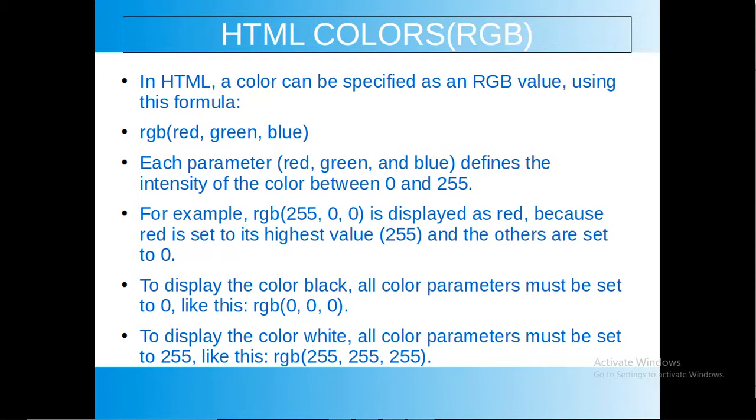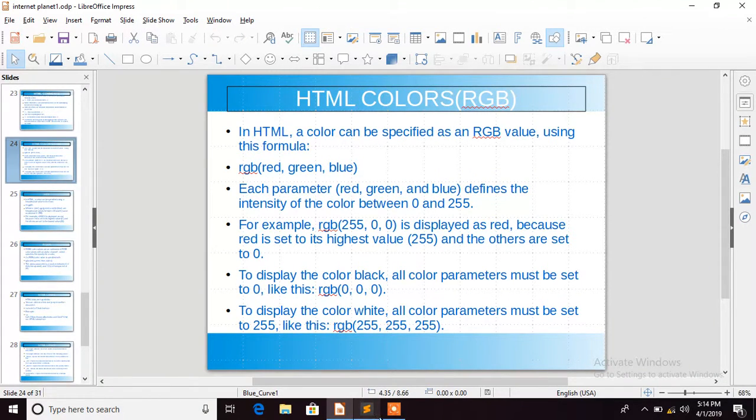So similarly, to make the color black, you just have to set all the parameters to 0, and for white you just have to set all the colors to 255. As you know, white light is obtained by setting the intensity of red, green and blue to its highest value. So let me show you this on Sublime.